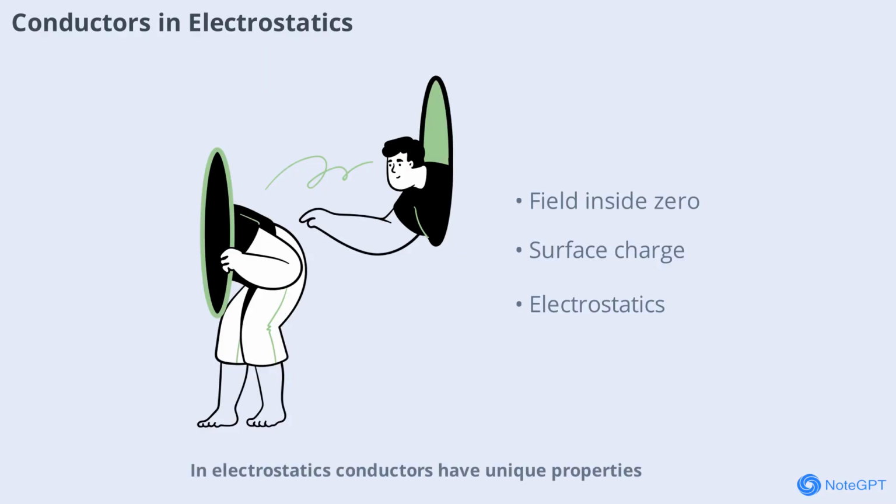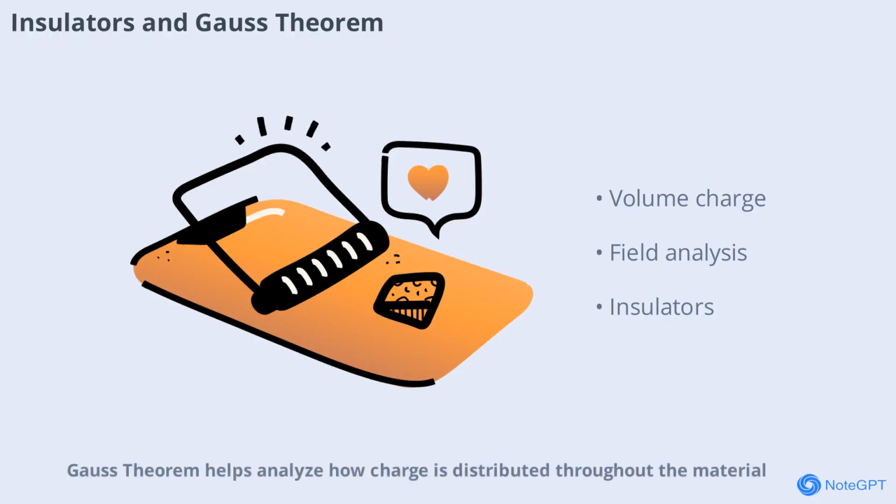In electrostatics, conductors have unique properties. Gauss theorem helps explain why the electric field inside a conductor is zero and why excess charge resides on the surface. For insulators, Gauss theorem helps analyze how charge is distributed throughout the material. Unlike conductors, charges can be spread throughout the volume, affecting the resulting electric field.